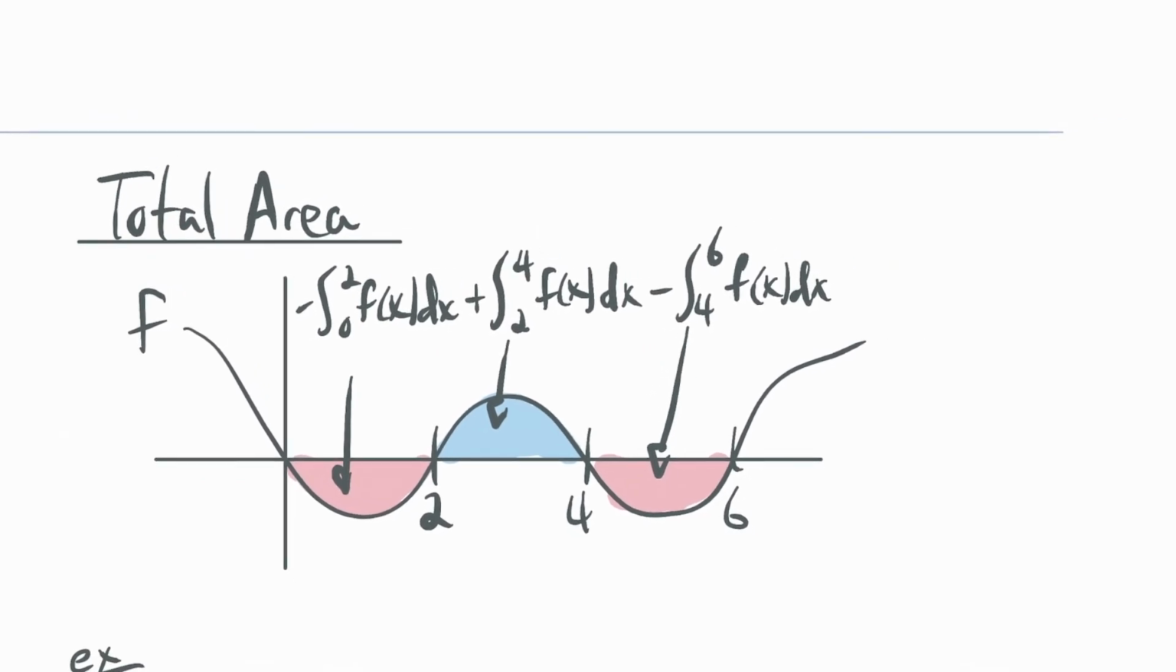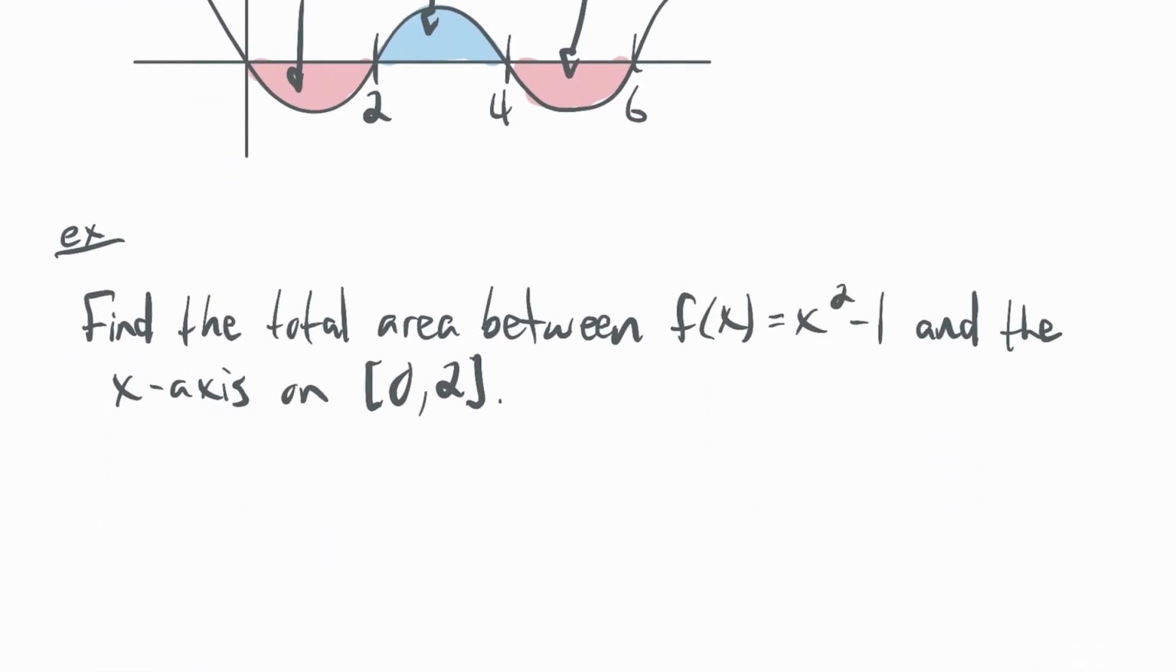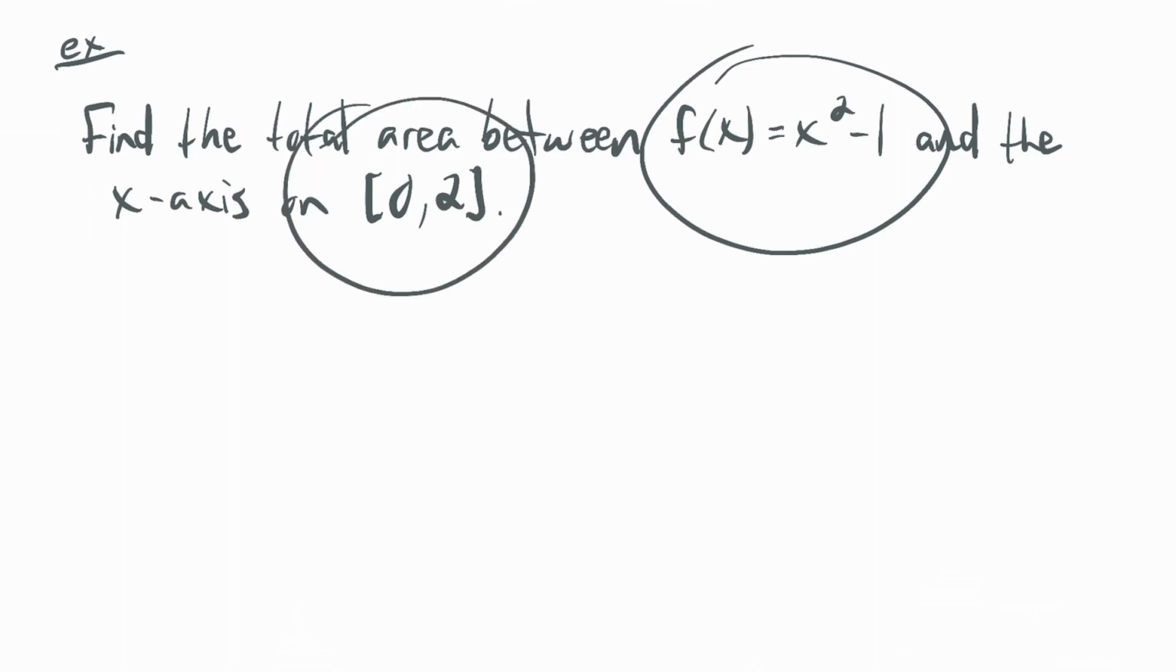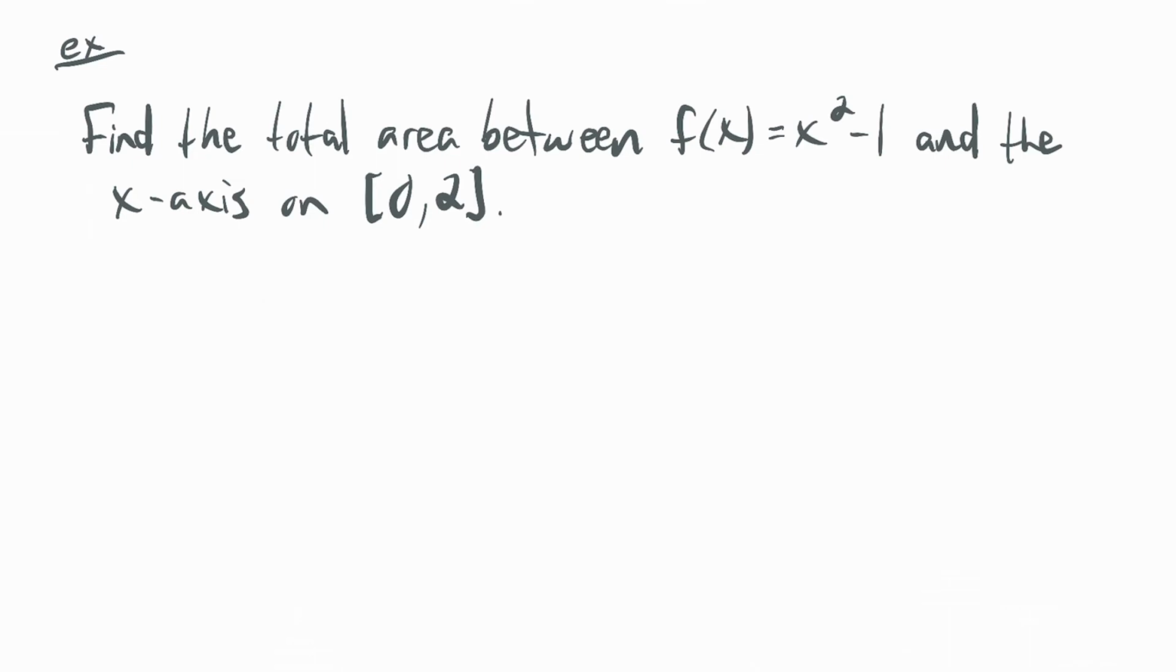So let's see an example of that. This example says, find the total area between f of x equals x squared minus 1 and the x-axis on the interval 0 to 2. Okay, so what I need to do is ask, does this cross the x-axis? Because if it doesn't, if it's entirely above the x-axis, well, then I just want the area under it. That's one integral. That's easier. If it does cross the x-axis, does it cross anywhere in the interval? So I need to know basically what are the x-intercepts.